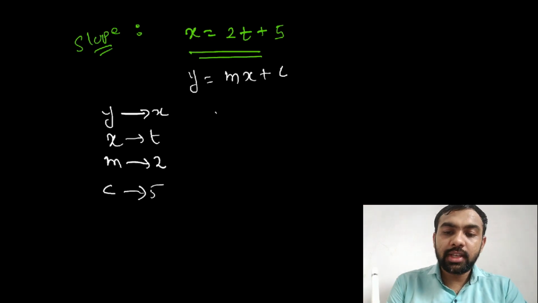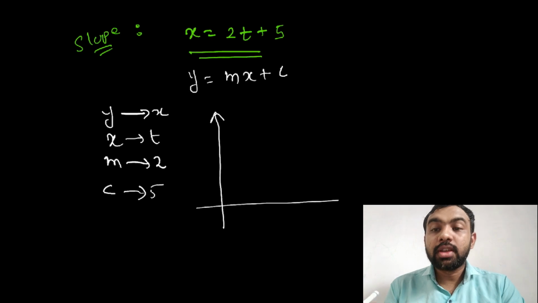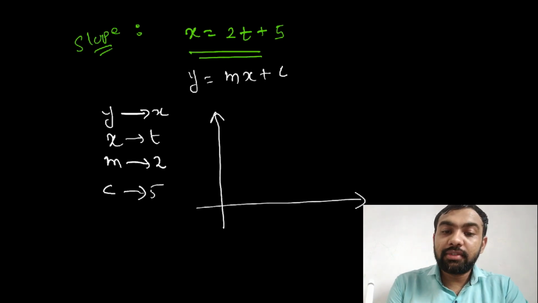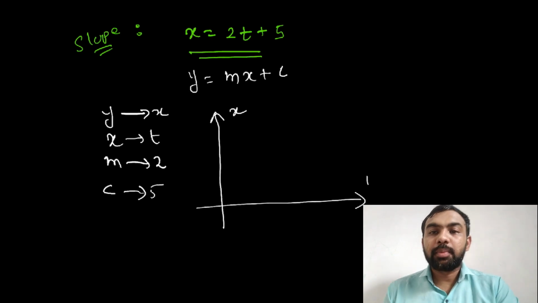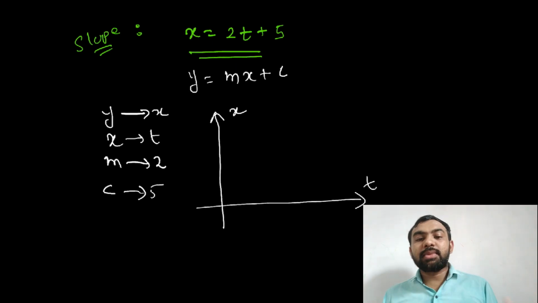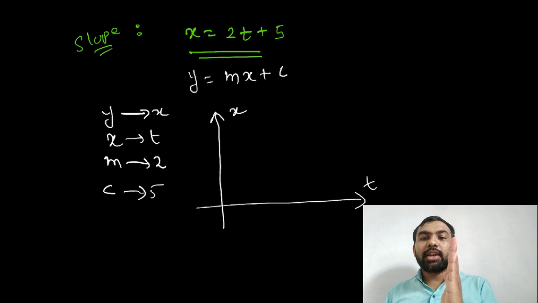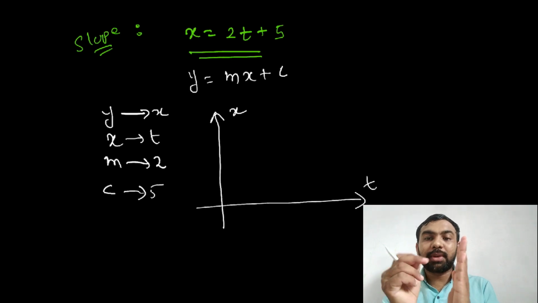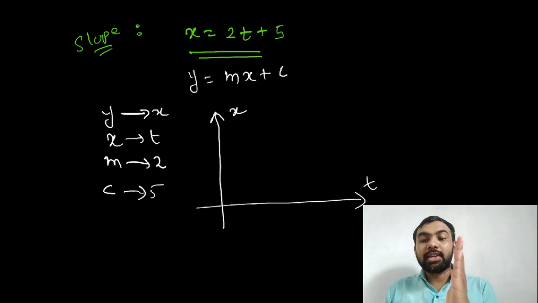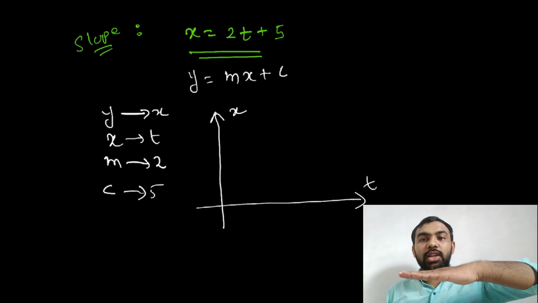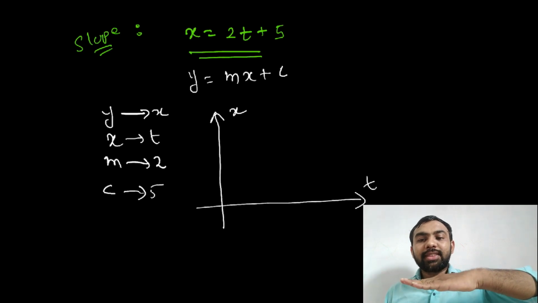So how do you draw this graph? Now this graph is not between y and x, this graph is between x and t. Why? Y is replaced by x. Wherever you draw the y, the vertical axis is y for us. So right now y is replaced by x and x is replaced by t. So the x axis means the horizontal axis. You just replace this x by t.